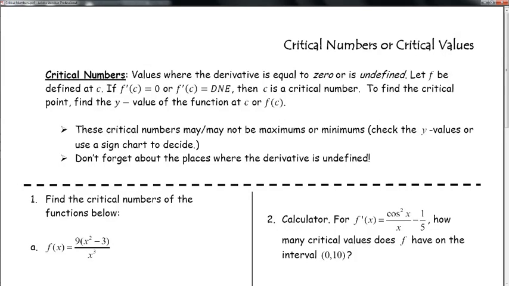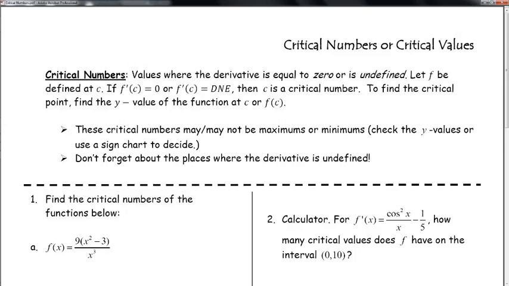Alright, today we're going to talk about critical numbers or critical values. A critical number is something we've been working with for a while. These are values where the derivative is equal to 0 or undefined. By undefined, I mean it either comes to a cusp or a point, or if it's a rational function, the denominator is equal to 0. These are what we're going to be looking for. These are what is called a critical number.